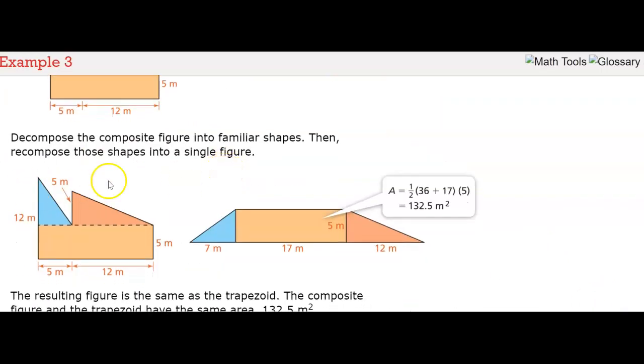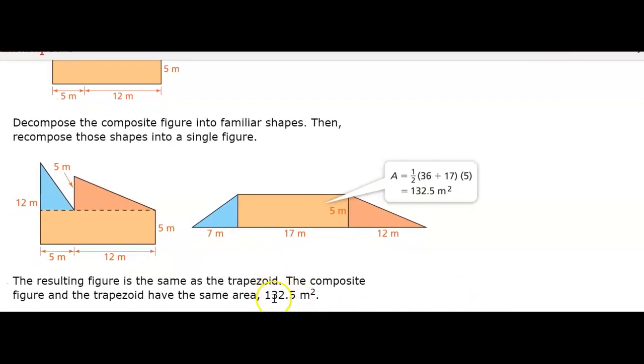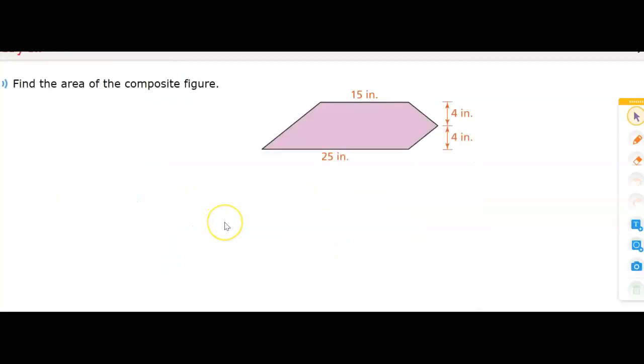Now that we've done that, we can use those same figures to solve them. So you have all the measurements for all the different sides. So you see now we have the different figures, and they have the measurements, and then they apply them into the formulas for the rectangle, for the triangles, and then you add them all up, and that gives you the same area of 132 and 5/10 meters squared for both ways.